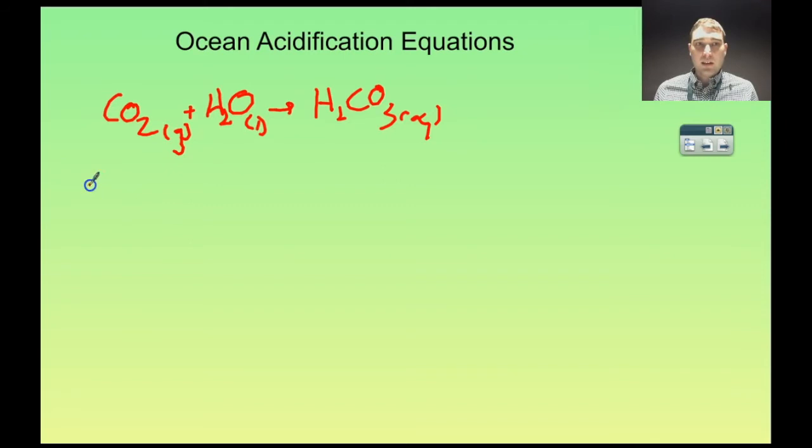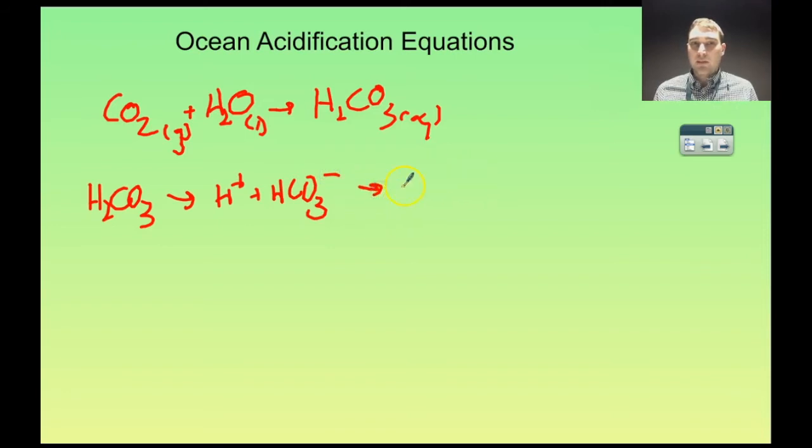Now the carbonic acid, the H2CO3, will dissociate in water to produce a hydrogen ion and a hydrogen carbonate ion. And then the hydrogen carbonate ion will dissociate as well, and that will produce another hydrogen ion and a carbonate ion. So we get another breakdown from here. So we're getting two hydrogen ions being produced.